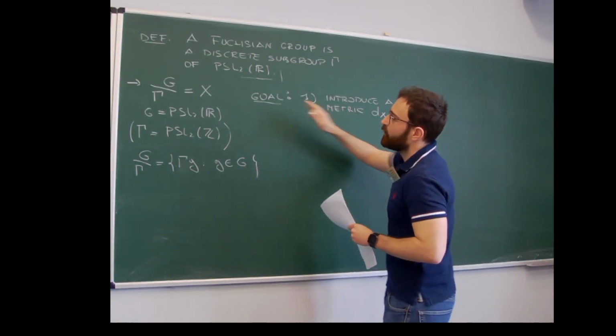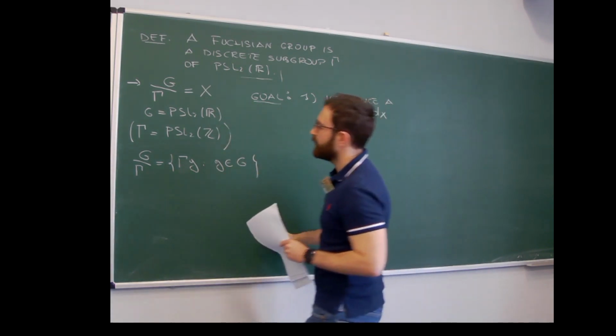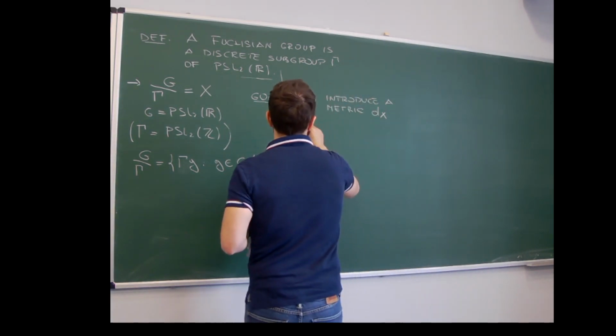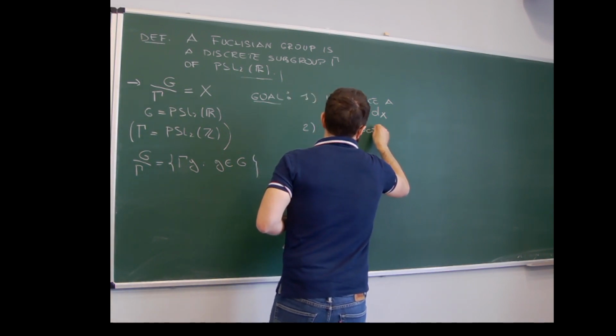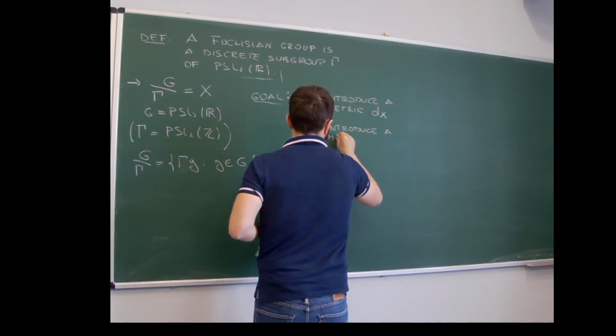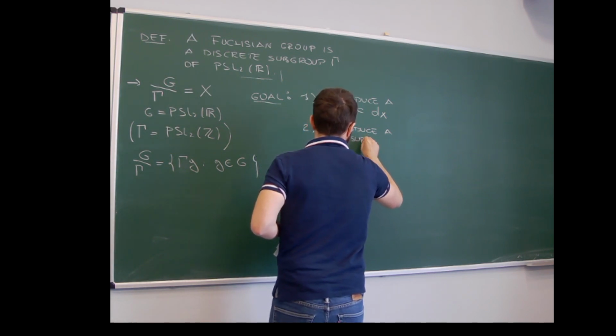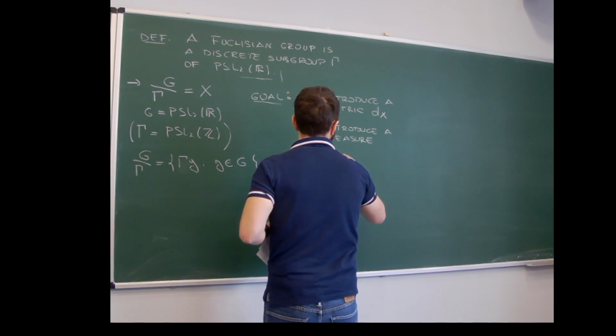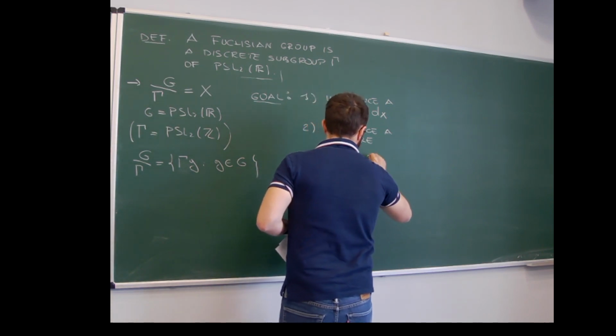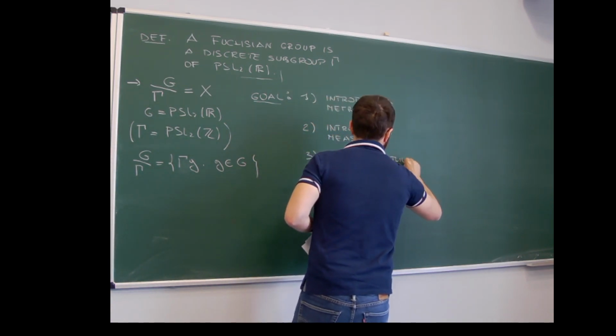So introduce a metric d_X on this space X, okay, and number two, introduce a measure. Okay, a measure, and also push down the geodesic flow.